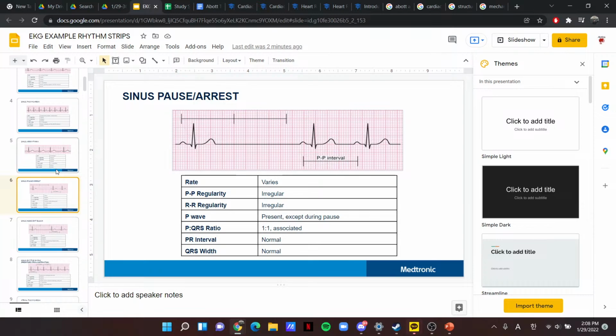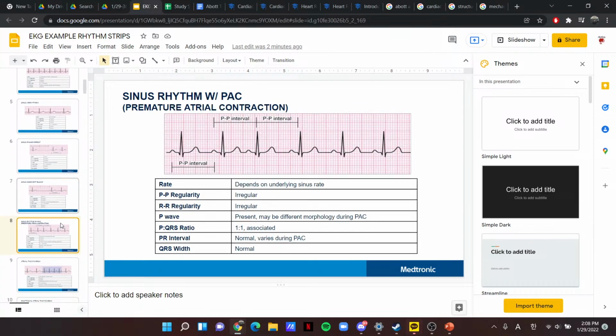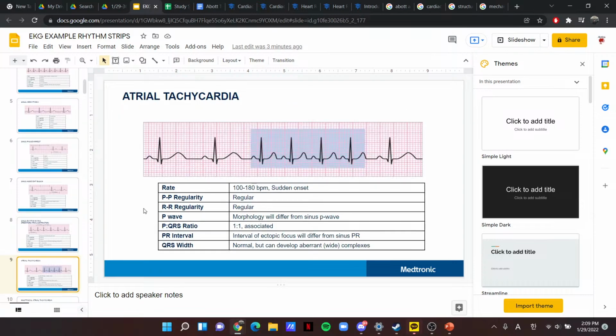Sinus pause and arrest. Exit block. Does the P interval change? Different morphology during PAC. So the third P gets shorter. Atrial tachycardia.